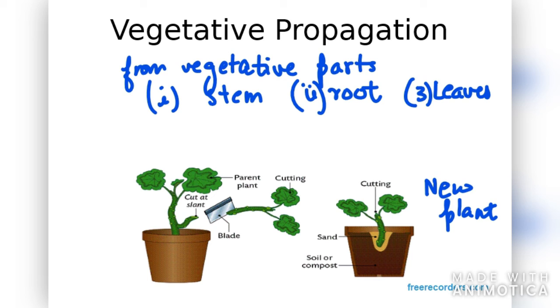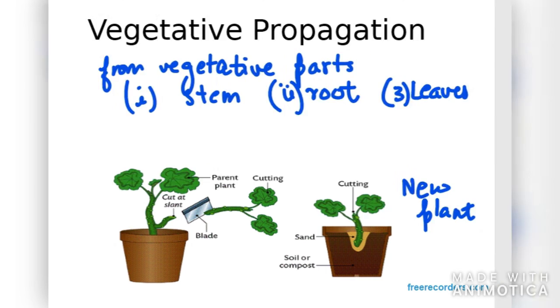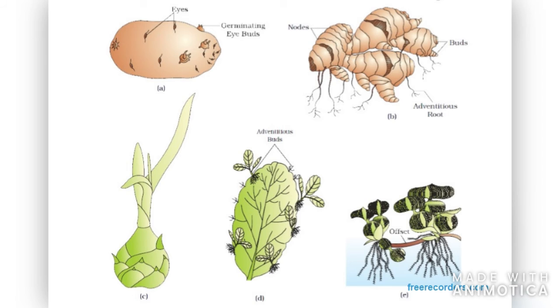Now we have some natural vegetative propagation as well, in the case of roots, stems and leaves. In this case, in part A you can see we have potato. This is by stem. Tubers are there, or you can say eyes are there, germinating eye buds are there. So these are by stem. In the second one you can see ginger. In this case we have adventitious roots. So this is the method by roots.